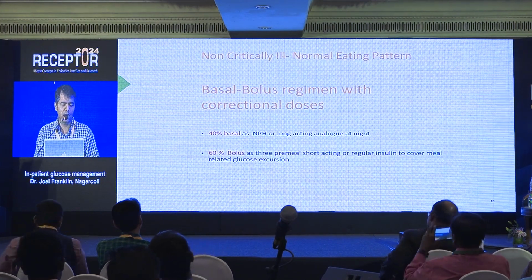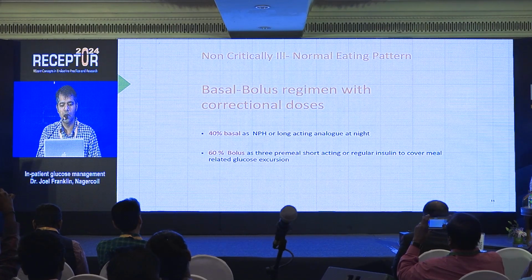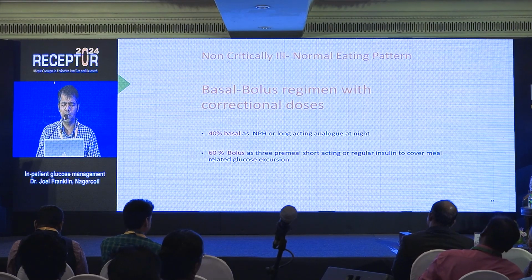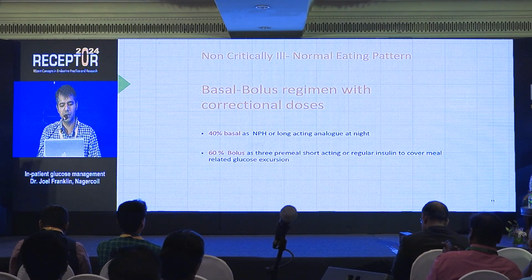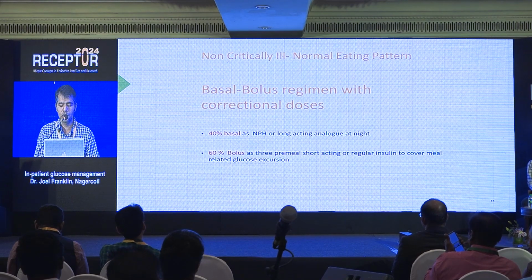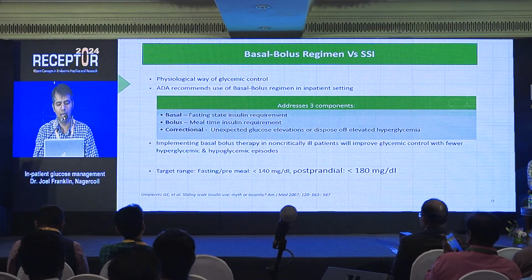So that is for critically ill patients. For non-critically ill patients with a normal eating pattern, we definitely have to go for a basal bolus regimen with correctional doses. It can be split as 40% basal and 60% bolus, or maybe 50-50 can also be taken.